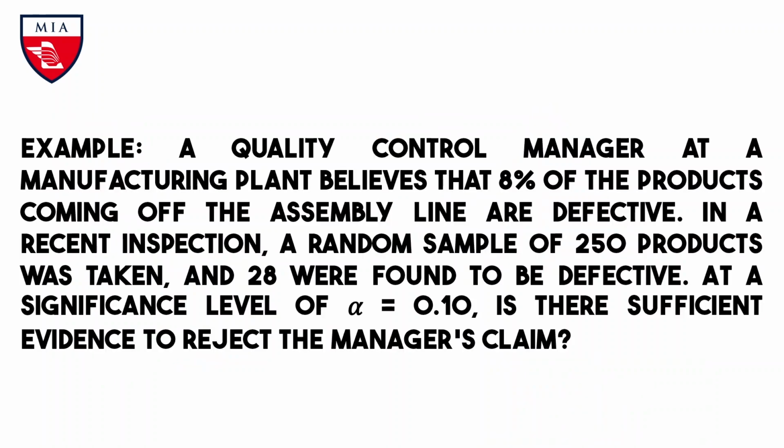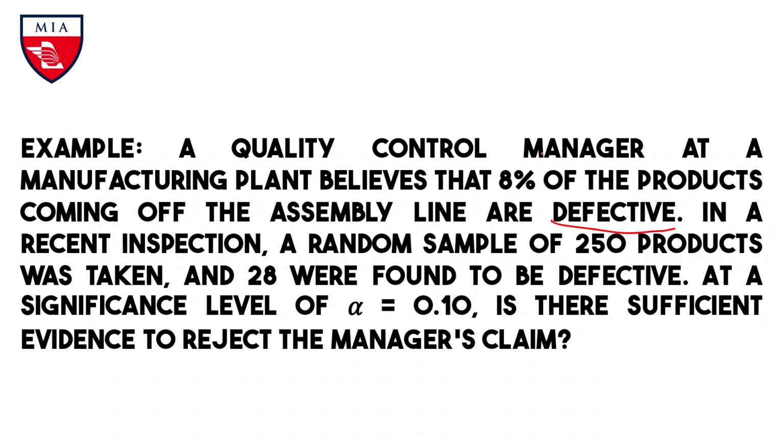Next example. A quality control manager at a manufacturing plant believes that 8% of the products coming off the assembly line are defective. In a recent inspection, a random sample of 250 products was taken and 28 were found to be defective. At significance level alpha equal to 0.10, is there sufficient evidence to reject the manager's claim? So what is the claim here? A quality control manager believes that 8% of the products coming off the assembly line are defective. So this is the claim.